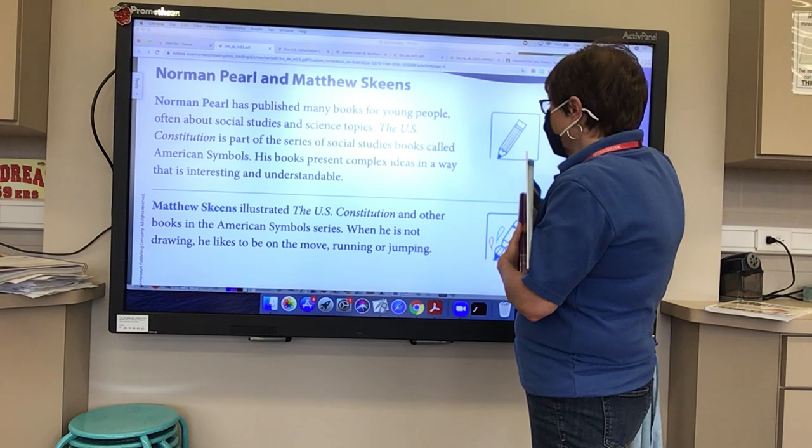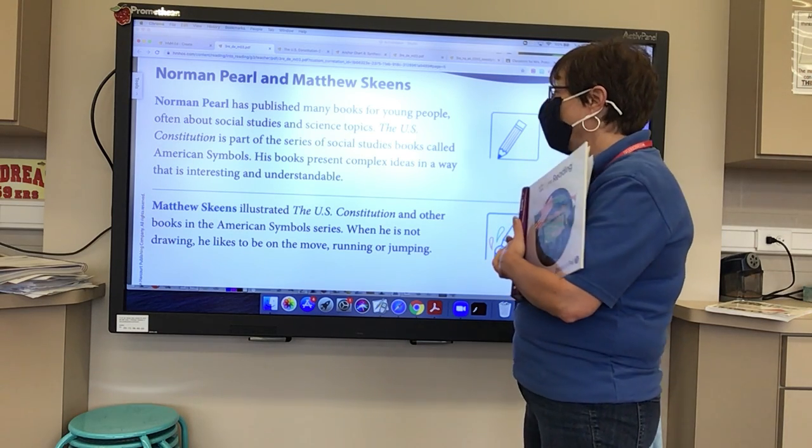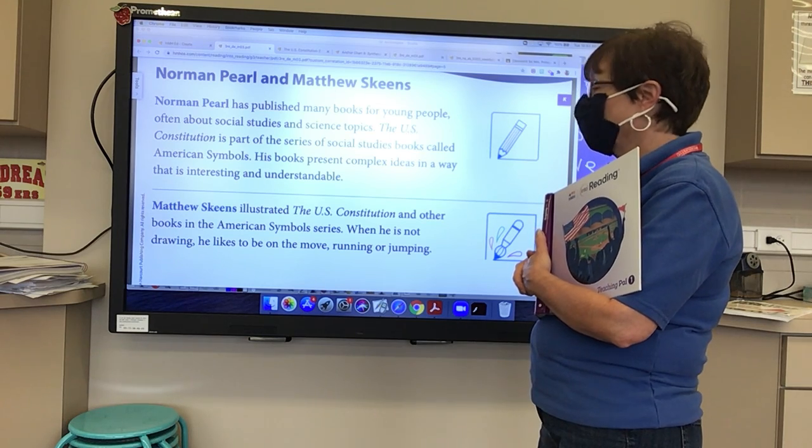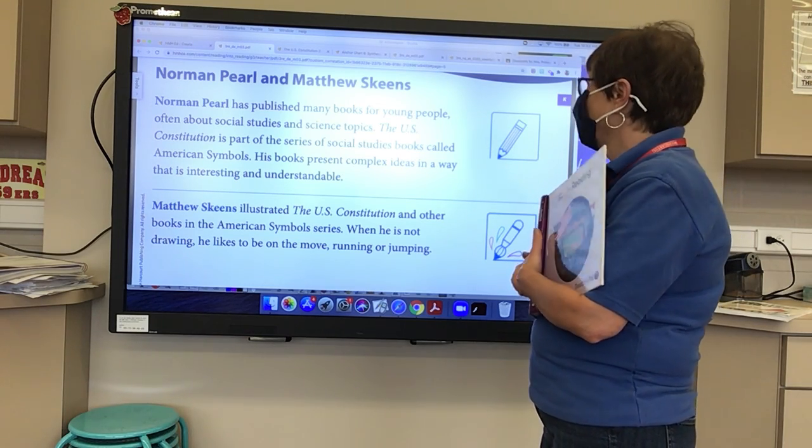Matthew Skeens illustrated the U.S. Constitution and other books in the American Symbol series. When he is not drawing, he likes to be on the move, running or jumping.